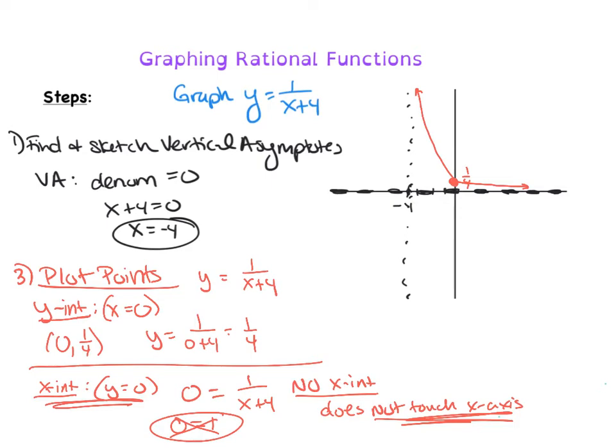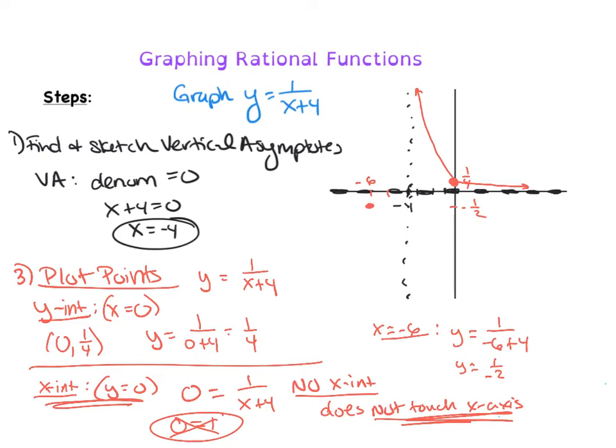graph. And the way we're going to do that is we're going to pick one more x value, something over here. Let's say x equals -6. And when we do that and plug that in, we have y equals 1 over -6 plus 4, which is y equals 1 over -2, or -1/2. So at x equals -6, y is -1/2. Let's say that's right here. Again, we have so much information from just that one dot.